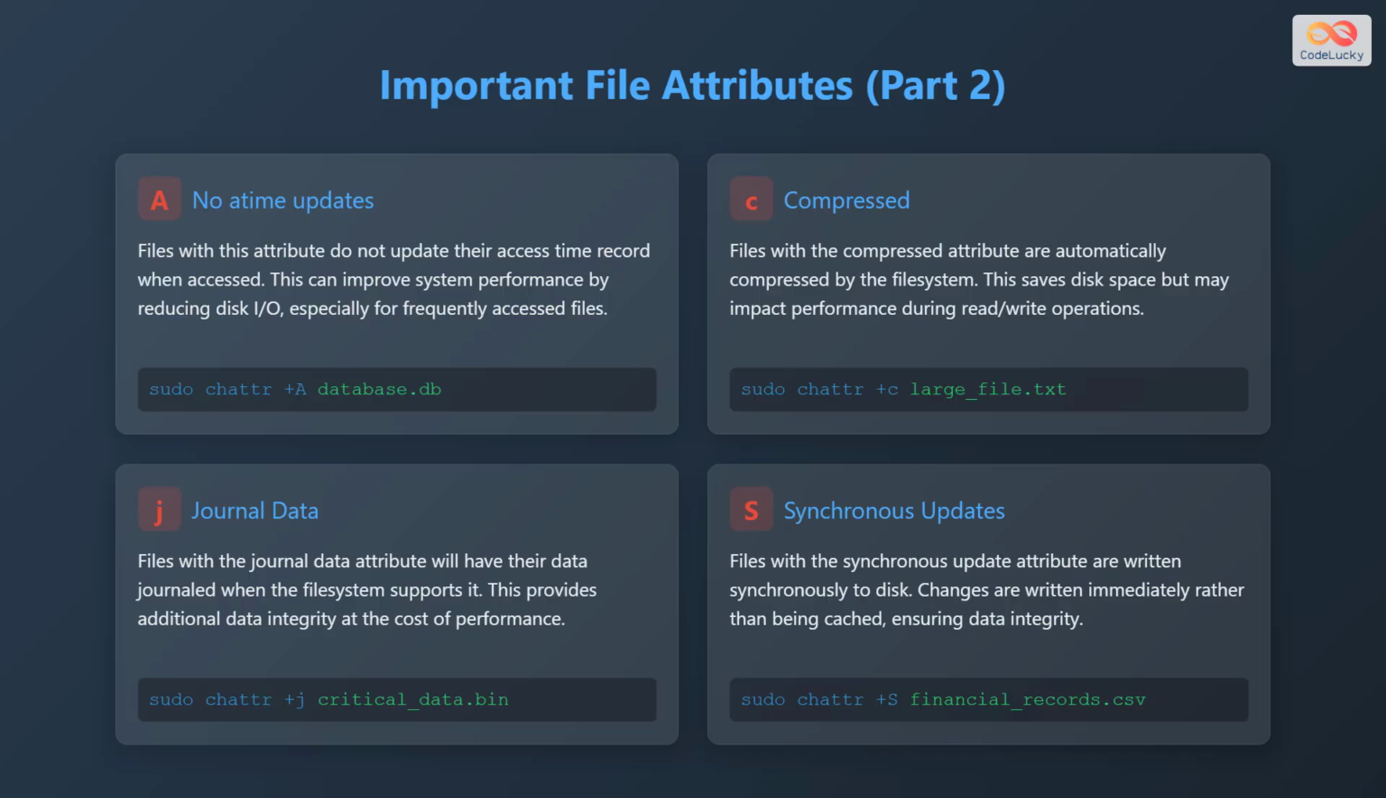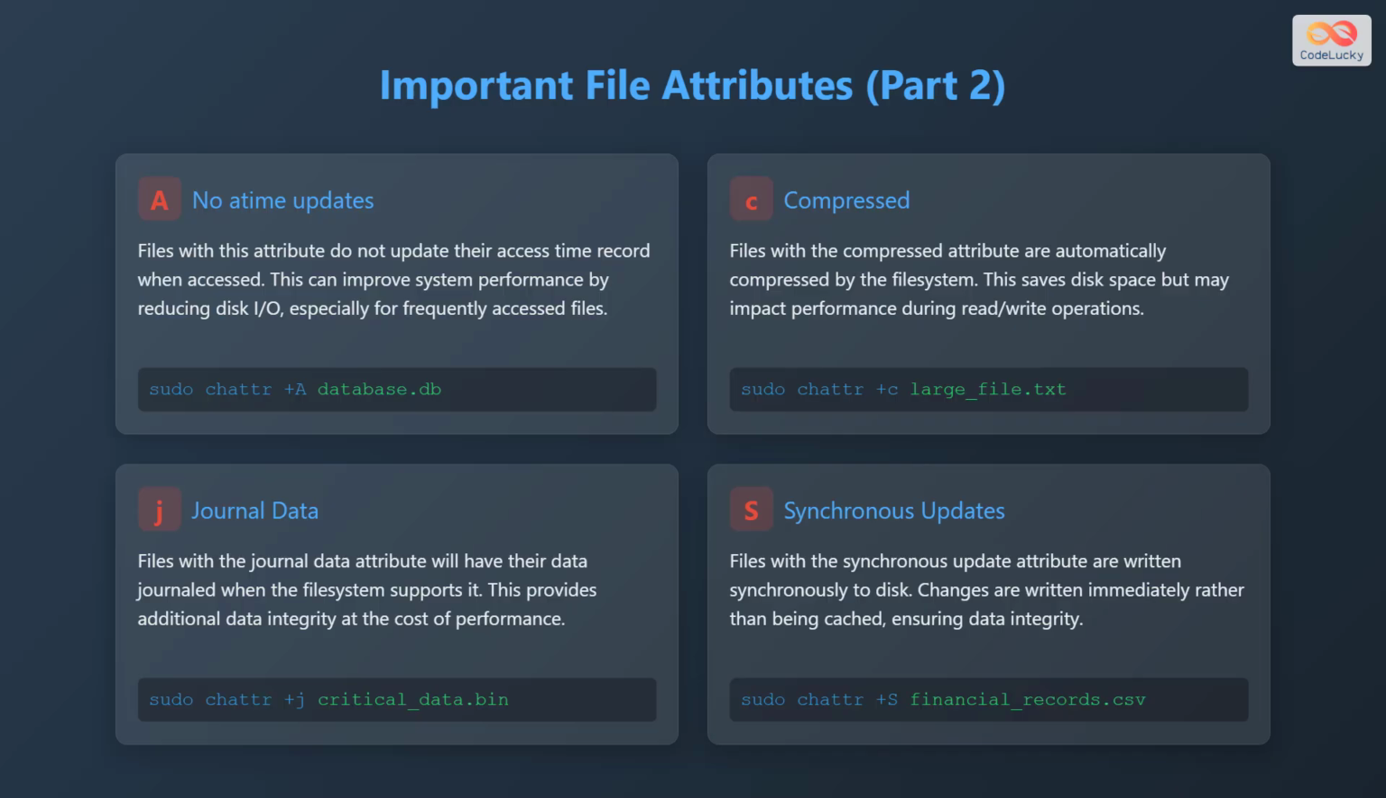Next, we have the c attribute, which stands for compressed. Files with the compressed attribute are automatically compressed by the file system. This saves disk space but may impact performance during read or write operations. For example, to set the compressed attribute on a file named large_file.txt, use the command sudo chattr +c large_file.txt.